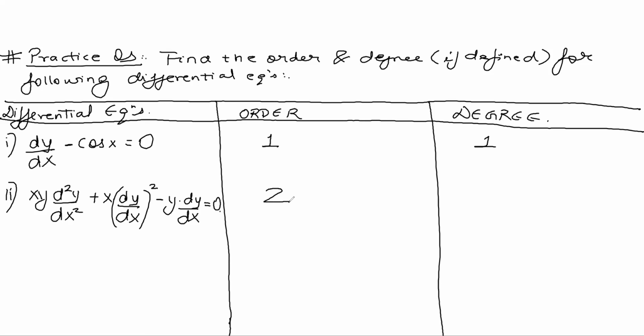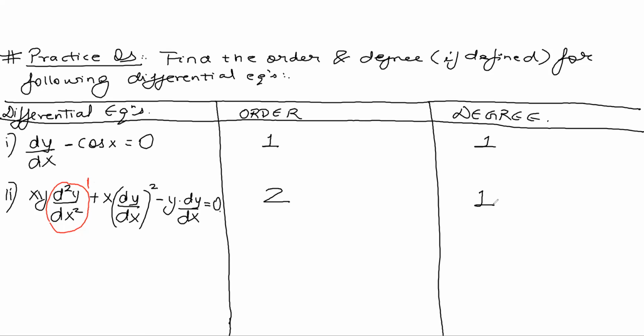And now let's look at the degree. Is it a polynomial in derivatives? Yes. You can clearly see it's a polynomial in y double dash and y dash. So we can find the degree. How will you find the degree? Look at the highest order derivative. What is the highest order derivative? d square y by dx square. What is the power of it? 1. So what will be the degree? Degree of this will be 1.